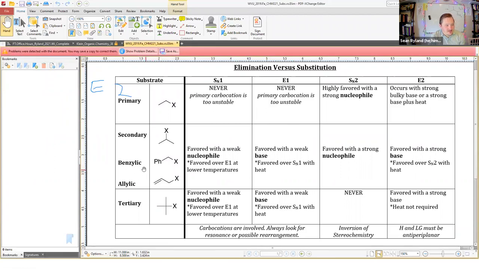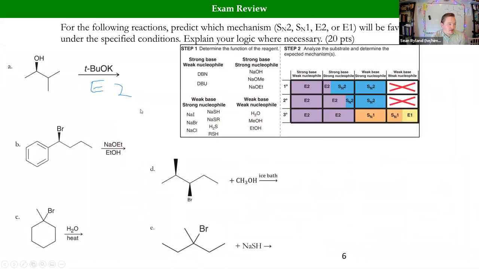So the secondary benzylic, this is a benzylic leaving group because it's adjacent to a benzene ring. And we've got a strong nucleophile and a strong base. Both of these are going to be second order reactions. And in fact, it doesn't specify a temperature, which means we can go with the most common here, which is going to be the elimination. Right? If I specified an ice bath, we might say substitution was more common.